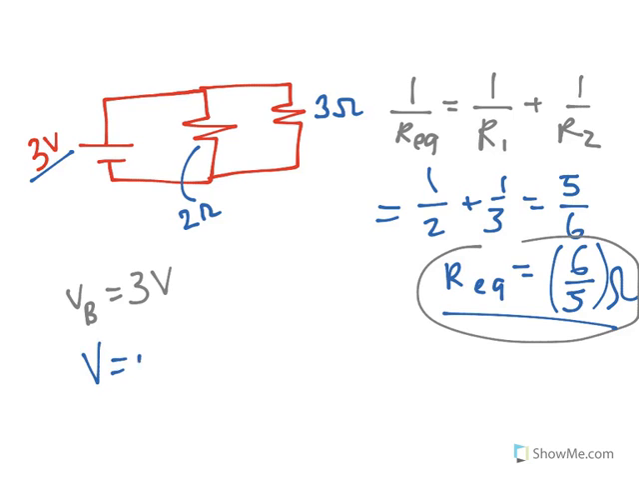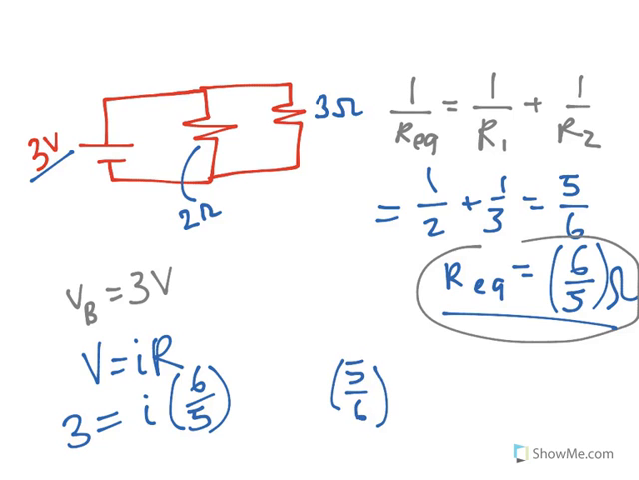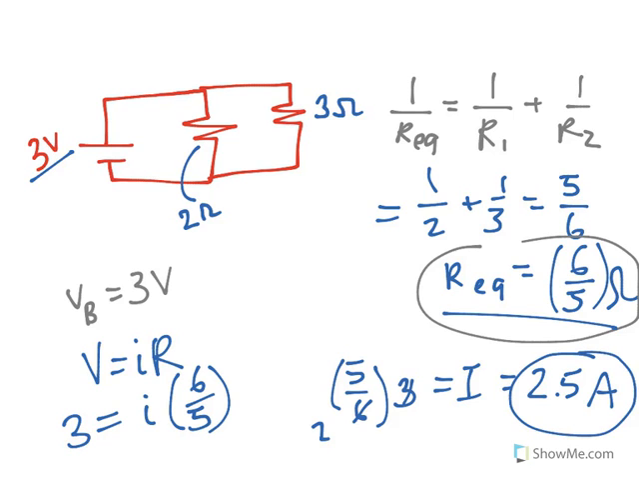So we use V equals I times R. We replace V and R with what we know, and we get 3 equals I times 6 over 5. We're going to divide 3 by 6 over 5, so we'll do 5 over 6 times 3 equals I, and we get 2.5 amperes. So that means that the current flowing through the entire circuit is 2.5 amperes. But notice that that's going to be different whether we're going through this or this. The 2.5 amperes is the net current, not the current at every individual point. So now let's move on to part B of this problem.